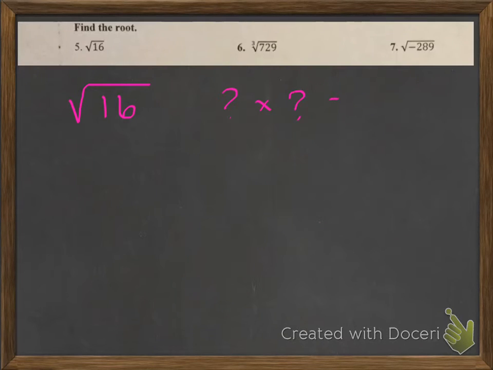All right, so for this section on finding the root, square roots, cube roots, there really isn't a ton of work to go with this. These are those numbers that you were supposed to memorize, the square roots and the cubes, the perfect squares, perfect cubes. So I'm just kind of showing you that the square root of 16 means what number times what number equals 16, and you should know that that is 4.